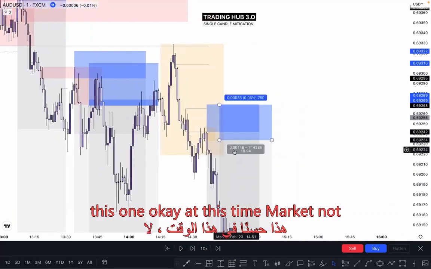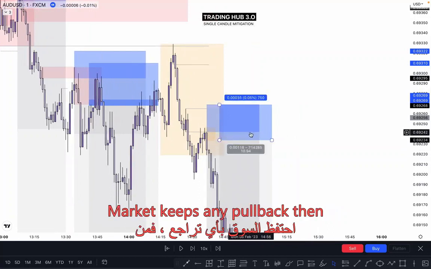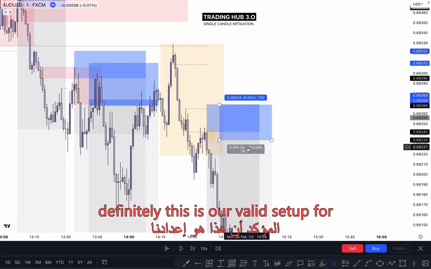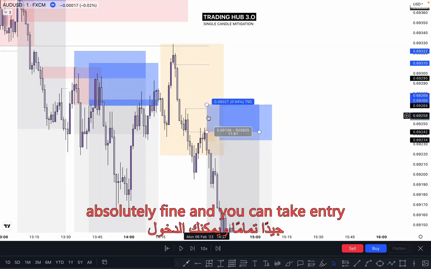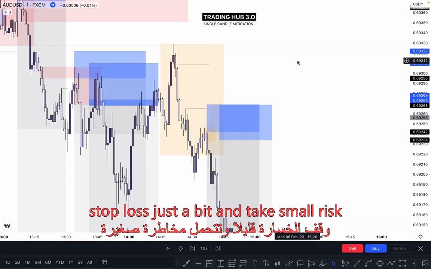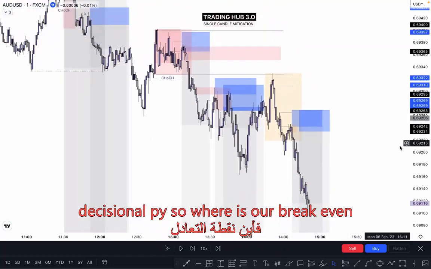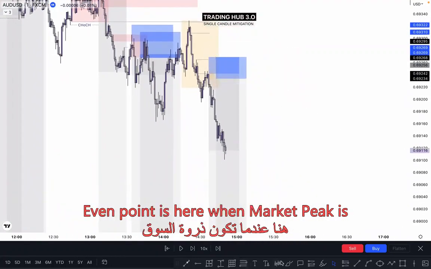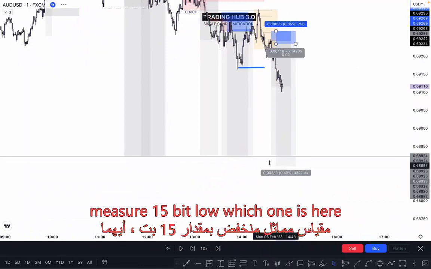At this time the market did not give any pullback to the upside. If the market gives a pullback, then this is definitely our valid setup for the sell. Correct. The first setup was absolutely fine, and you can take the sell entry here, but put your stop loss just above it and take a small risk, as you know, because this is our decisional POI. So where is our break even point and where is your target? The break even point is here when the market breaks this low. Correct. And the target is similar: measure the 15-minute low, which is here.